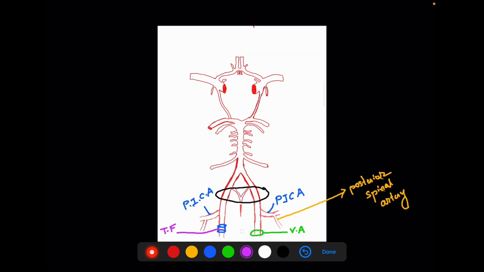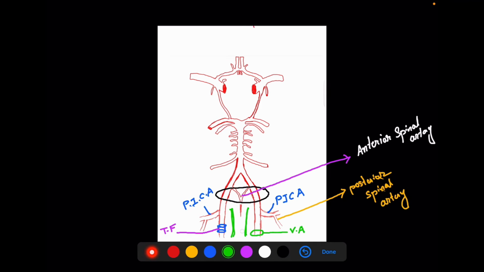Now the vertebral artery continues to move up and gives off a branch here. I am indicating the branch in magenta color, and these fuse together, form an artery and move toward the spinal cord. Here is the spinal cord. This one is specifically called the anterior spinal artery. What is the name of the artery? Anterior spinal artery.